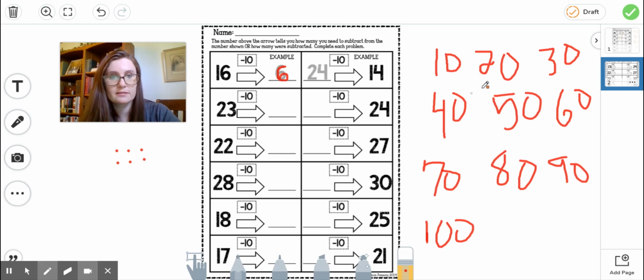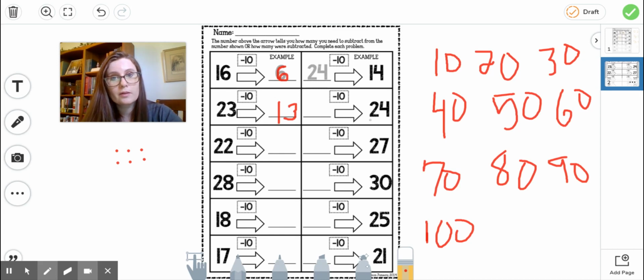23 minus 10. Well, 20 minus 10, that's the 10 that comes right before that, is 10. So keeping my ones, that's going to be 3. And making sure I go down 10, or I subtract 10, then I have 13. So maybe you want to draw it. Maybe you want to use the number line as a tool.